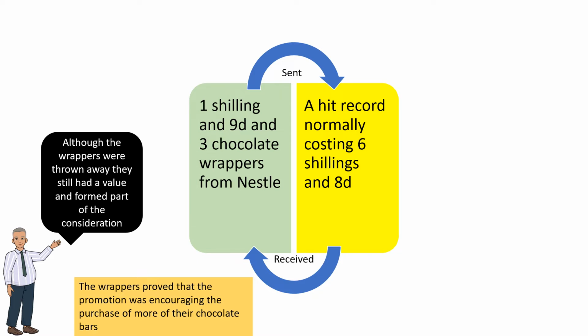So the way they measured the benefit was by requiring the customer to produce 3 chocolate wrappers of Nestle chocolate bars. That meant they could be sure that the customer had purchased 3 chocolate bars from them, and that would increase their sales and might cause them to eat Nestle's chocolates all the time for the future. So they were effectively investing in the promotion.